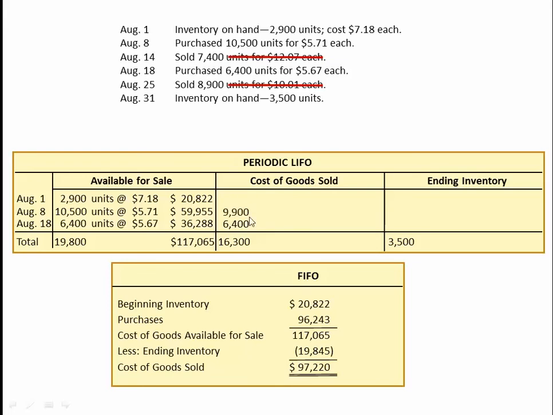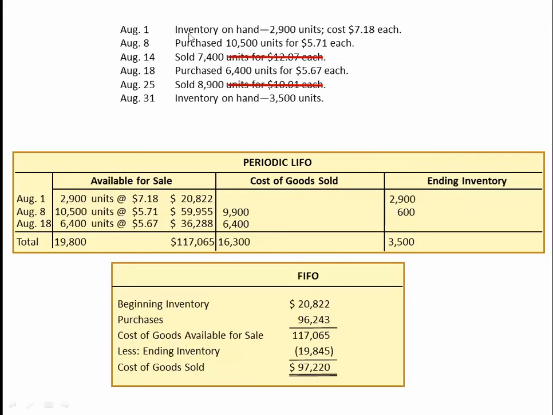We take 9,900 out of the 10,500 because this will be the next one. So LIFO, last in, first out. The last in was this, and the next was this. We do not need the whole 10,500 here. We're only going to take 9,900 because that 9,900 plus 6,400 equals 16,300. So the ending inventory is going to be 600 and 2,900.